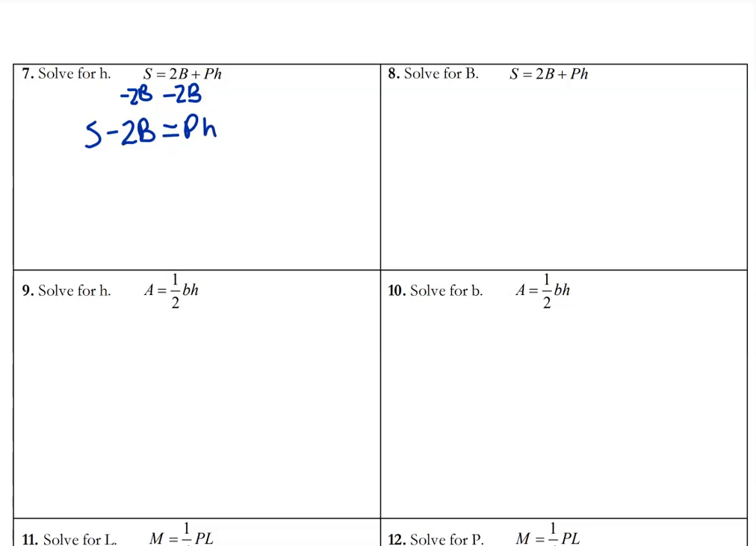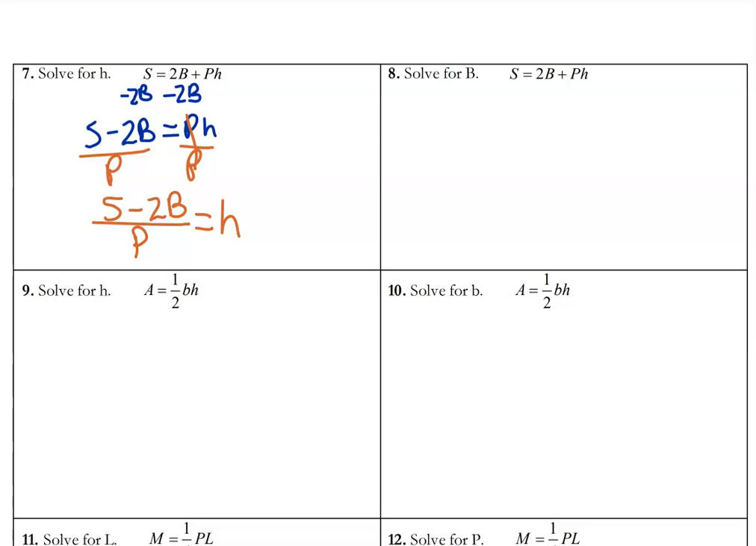Okay, and since we want to get h by itself, that means we're going to do the opposite here, and we're going to divide by p on both sides. Okay, so that way this goes away. So now we have s minus 2b over p equals h. Okay.